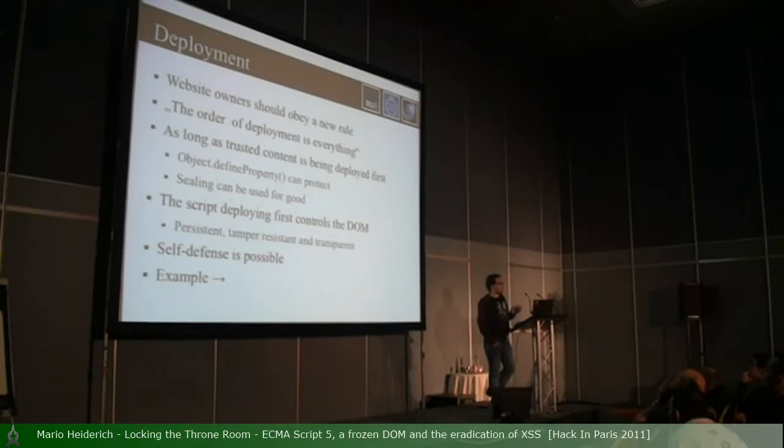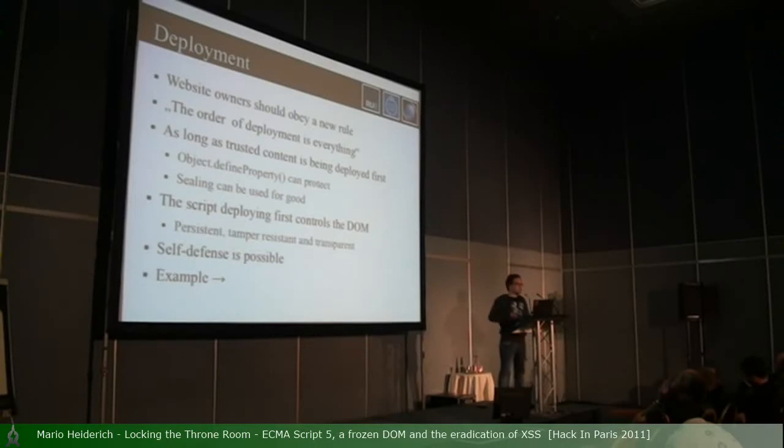So you can see you can do good things with it, you can do bad things with it. As a web developer, you have to obey a new rule, and this is: the order of deployment is everything. You have to be the first one to deploy benign JavaScript, the JavaScript you created or you trust. If you do not deploy first, anything can happen.